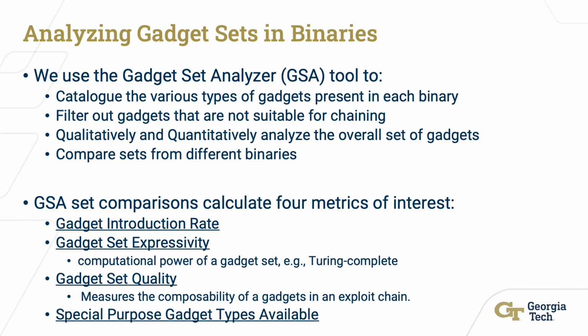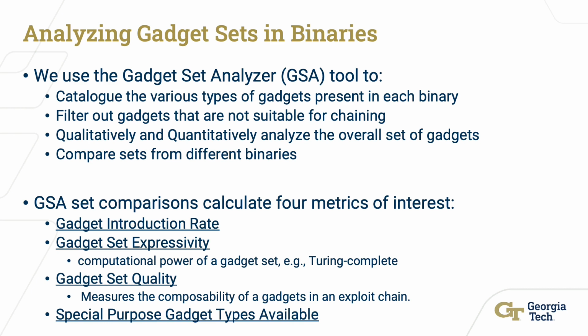To analyze the gadget sets in our variants, we use a tool called GSA, or the Gadget Set Analyzer. It performs a number of functions to include cataloging the various types of gadgets in the binary, filtering out gadgets that aren't suitable for chaining, and qualitatively and quantitatively analyzing the set of gadgets. But most importantly, it allows us to compare sets from different binaries.